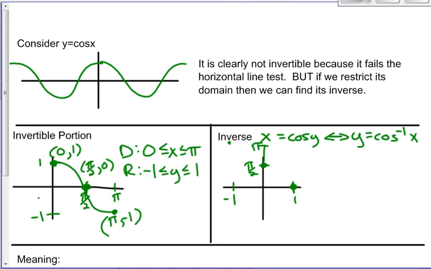And again, as long as I connect these so that they really look like inverses of each other, it looks like this. So on this inverted graph, we've got a domain from -1 to 1. And we've got a range, in this case, from 0 up to pi. Sorry, that should be y.